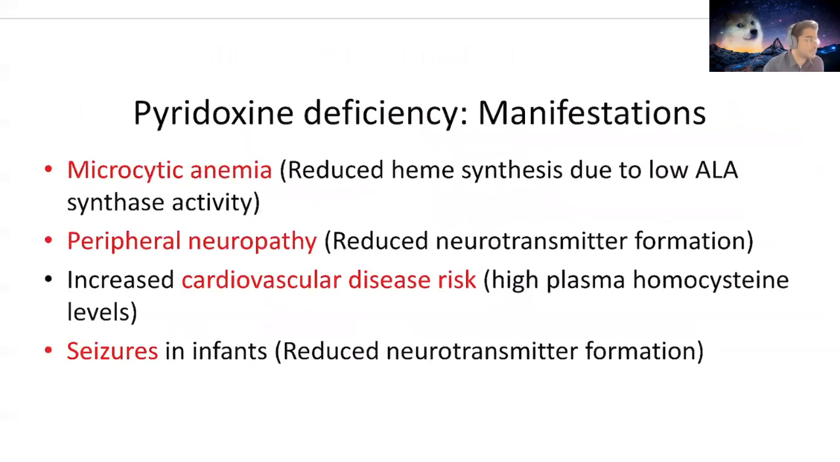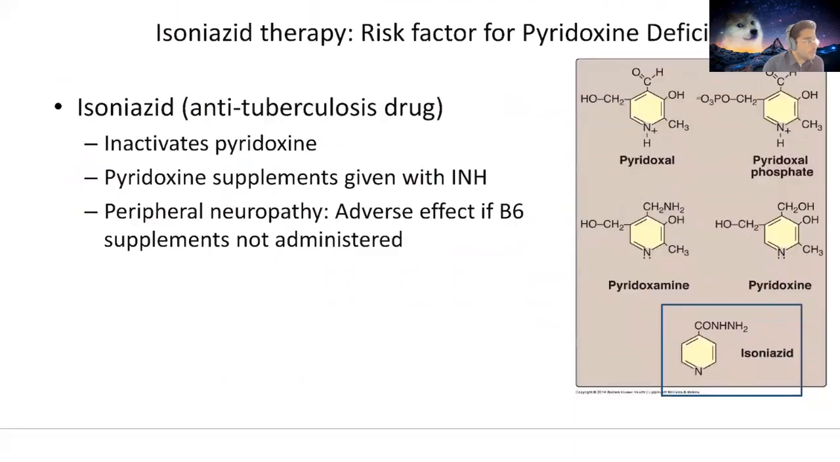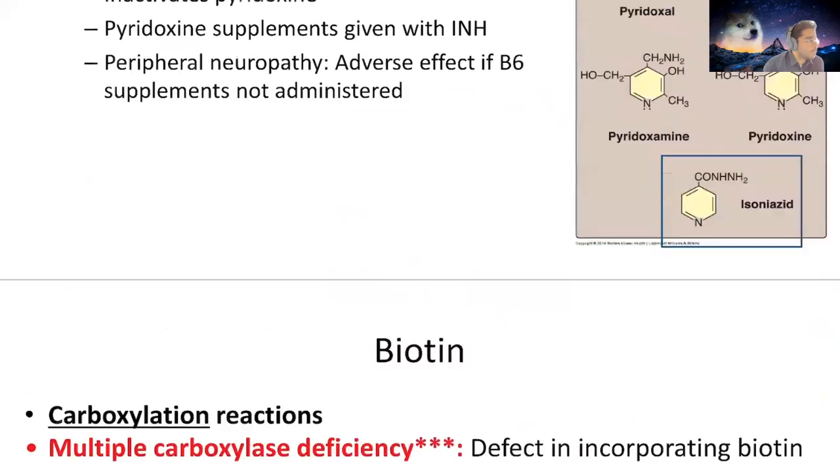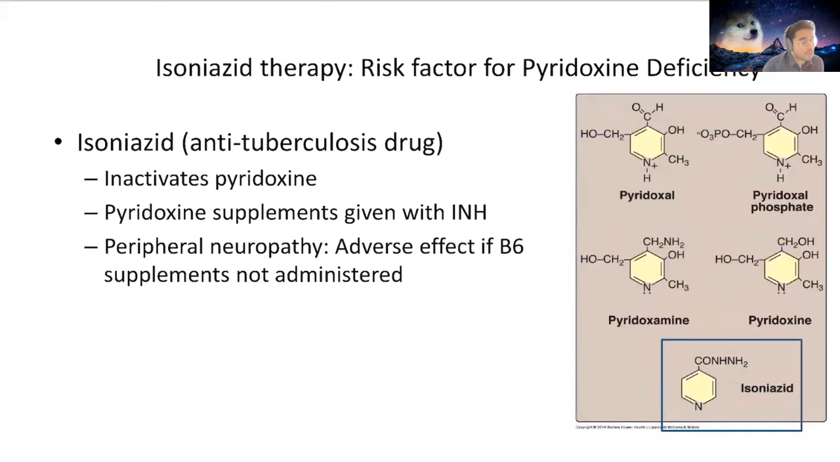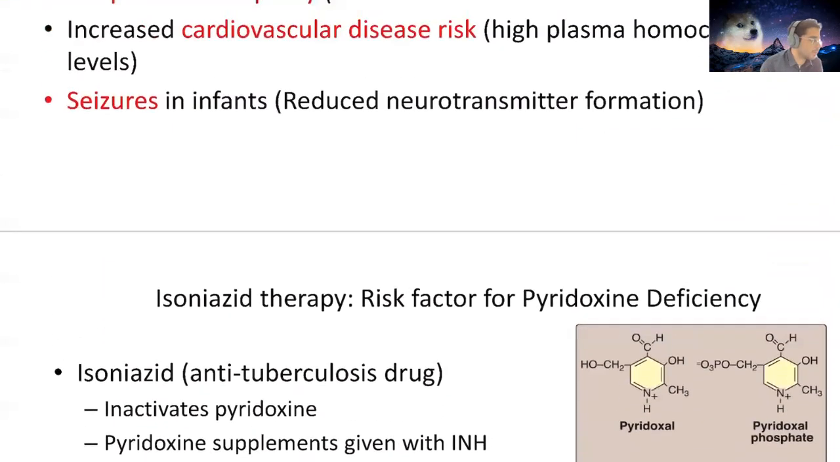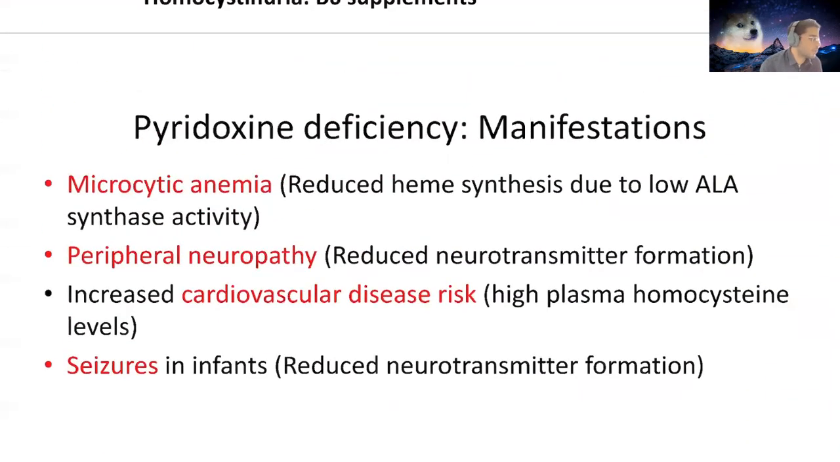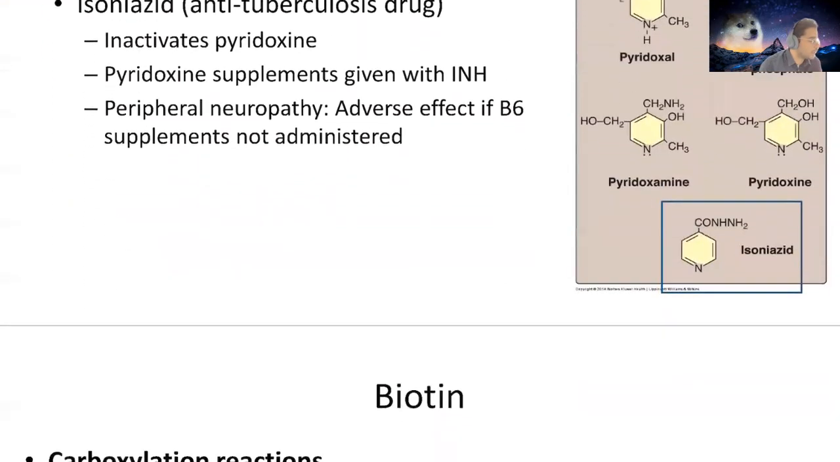Okay, what did I tell you? B6 deficiency: microcytic anemia, peripheral neuropathy, cardiovascular diseases, seizures. Okay. Just a fun fact, with anti-tuberculosis medication, they used to give it a lot more back in the day when a lot of people had TB. B6 wouldn't be sufficiently activated, and B6 supplements were not administered on hand, and a lot of patients had the B6-like presentations that you guys saw: microcytic anemia, peripheral neuropathies, and cardiovascular diseases.